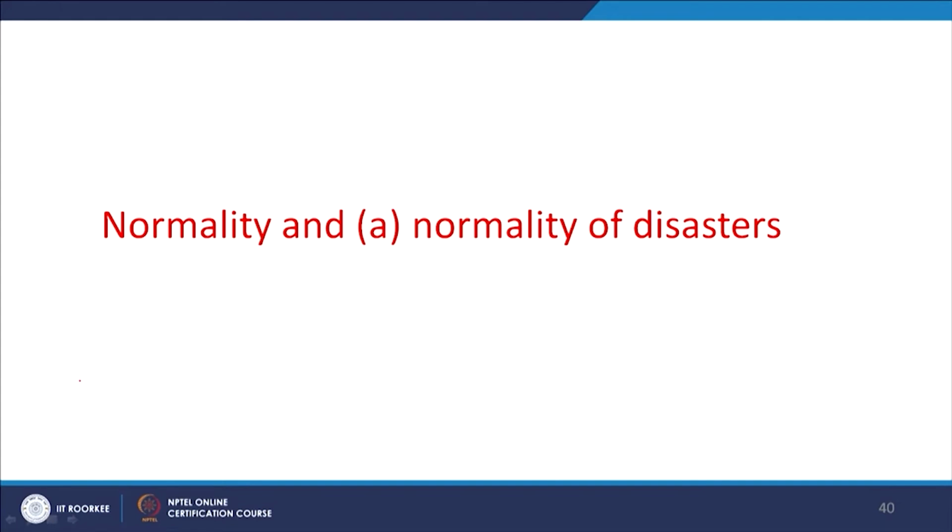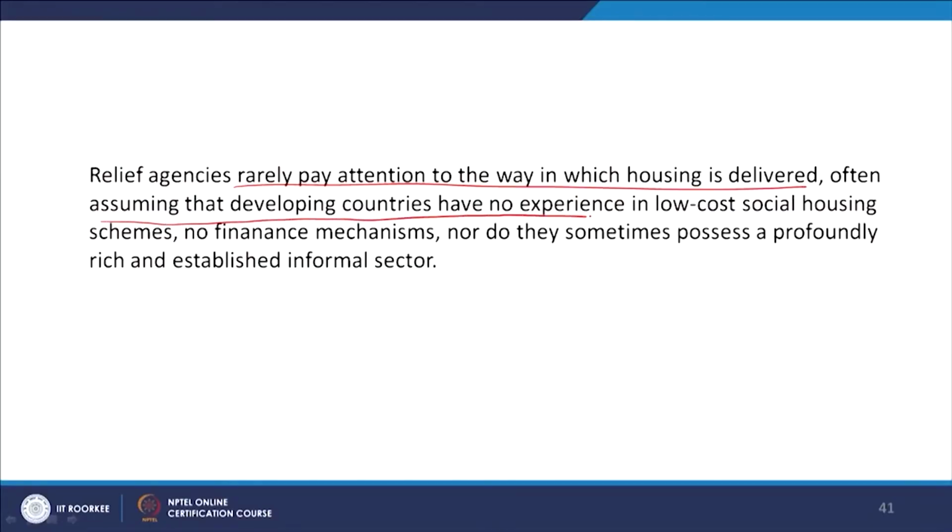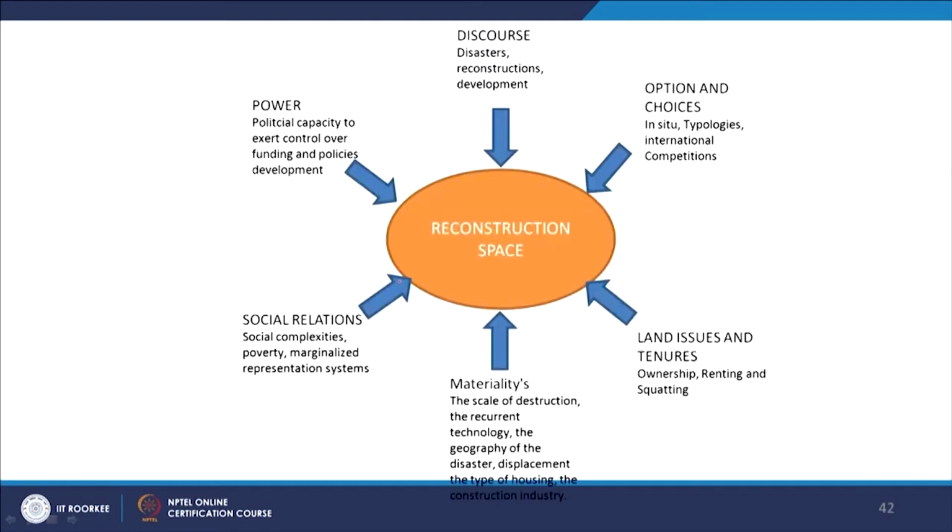Normality and the abnormality of disasters. Relief agencies rarely pay attention to the way in which housing is delivered, often assuming that developing countries have no experience in low-cost social housing schemes, no finance mechanisms, nor a profoundly rich and established informal sector. So this is a kind of belief system: when relief agencies and aid agencies come to developing countries, they think that these people do not have experience of how self-built programs and participatory mechanisms work. That is the blind belief.